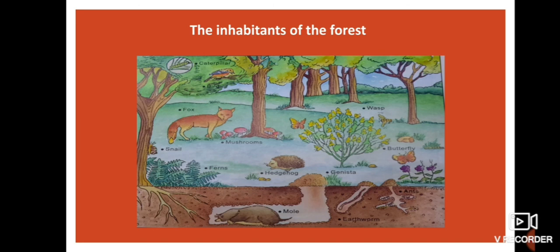We conclude that the pond inhabitants are different from the forest inhabitants, and the inhabitants are adapted to their habitat. So each habitat is defined by its location and its inhabitants.